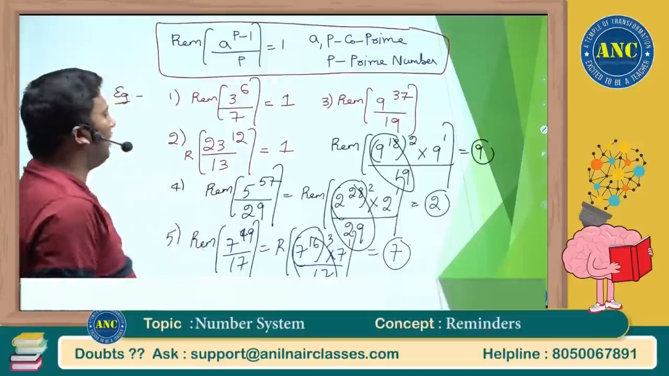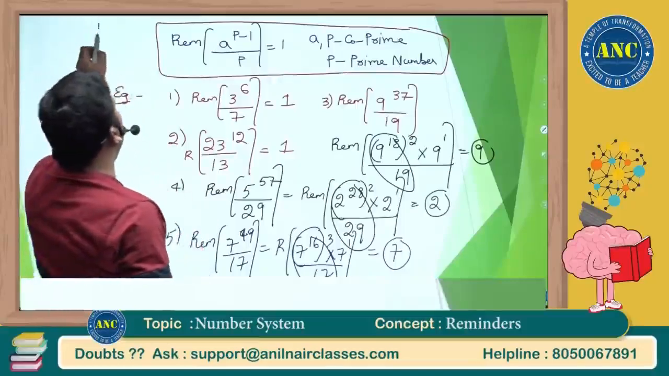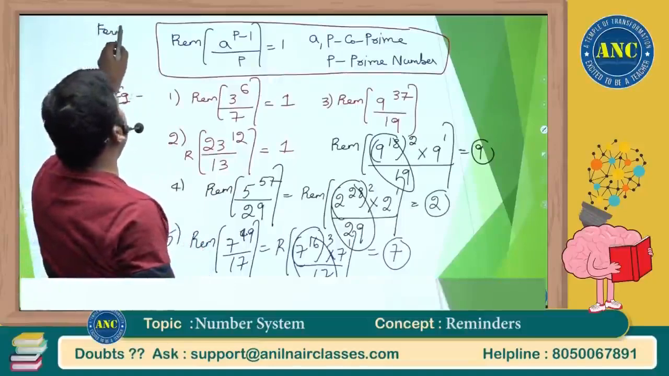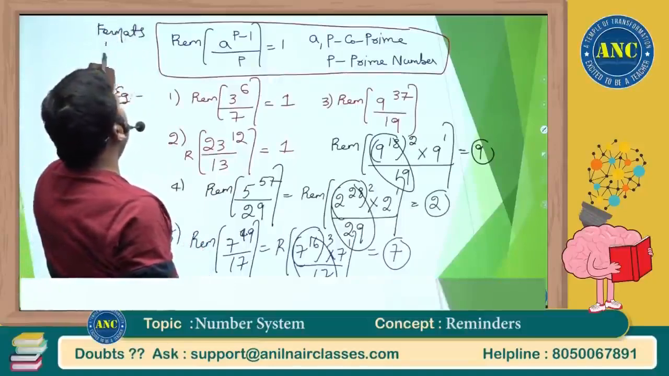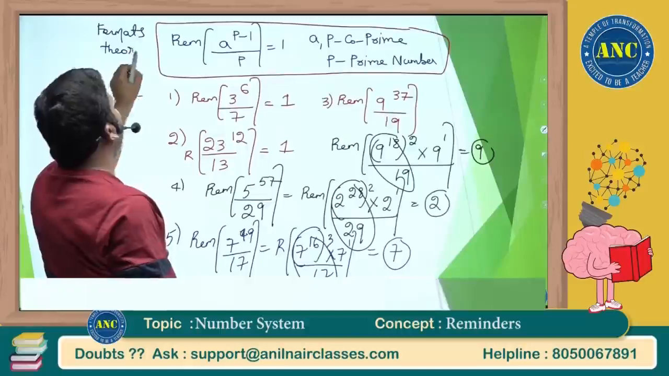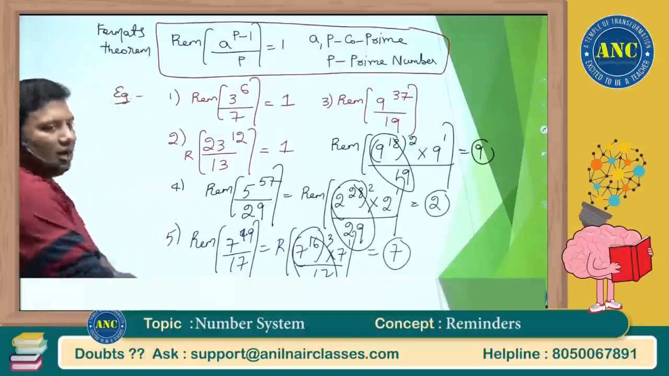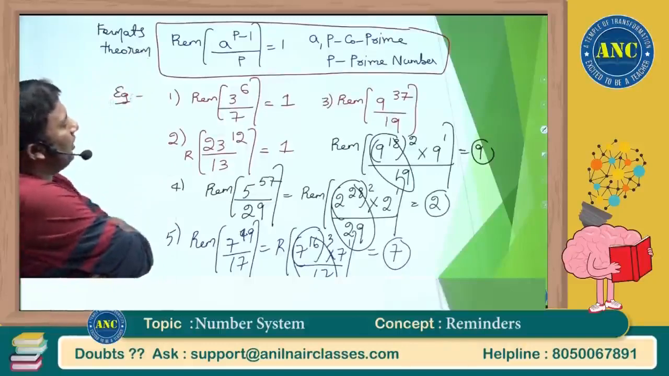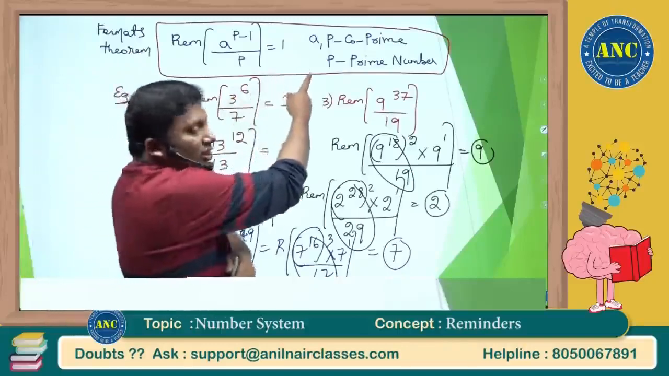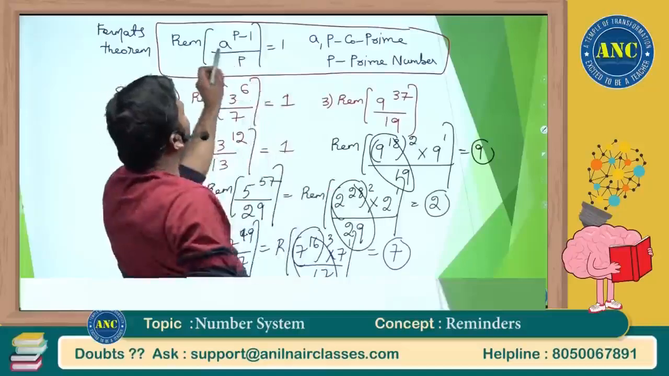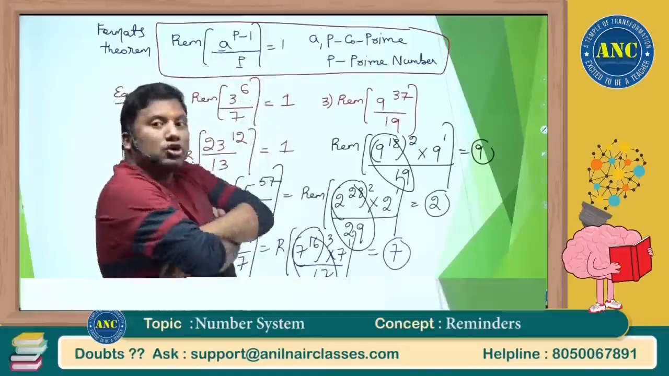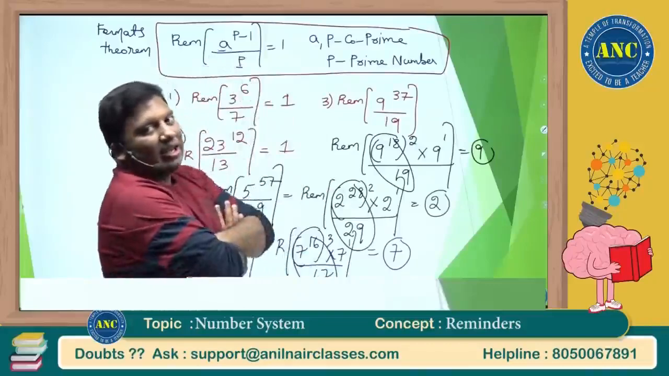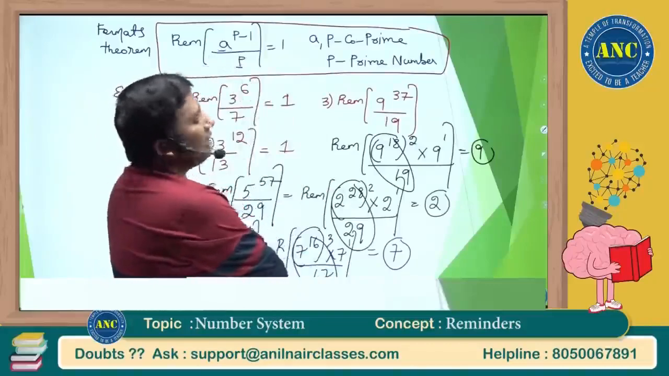Very, very important problems. This is popularly called Fermat's theorem. Remainder 1. A power p minus 1 divided by p is 1. Please make a note. Numerator base value and the denominator both should be co-prime to each other. A and p are co-prime to each other.